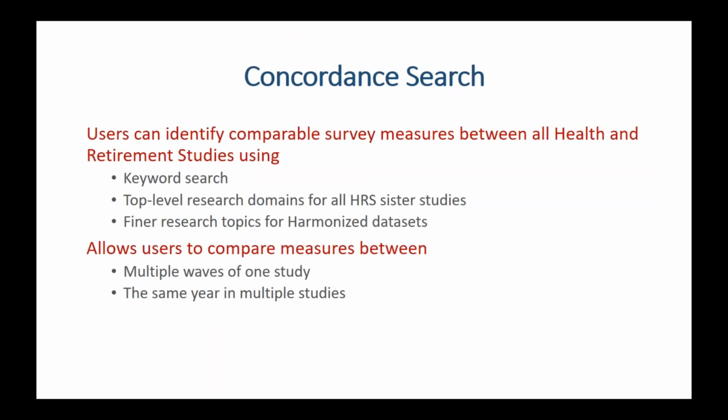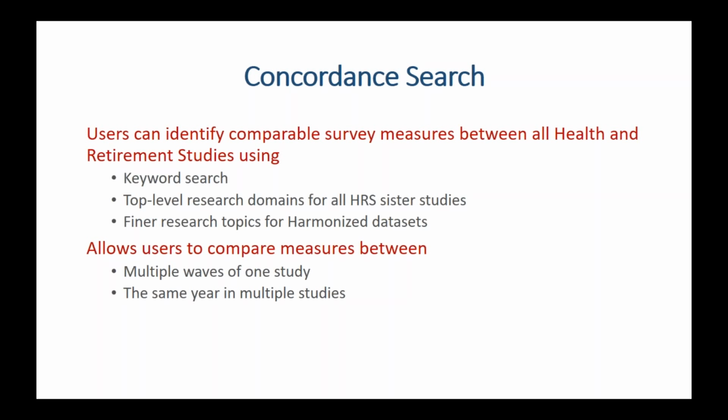We build a concordance search, and that's just our search function. And we do this because this is generally how people use the internet, right? They just search through the internet. So users can identify comparable survey measures between all health and retirement studies using keyword search, top-level research domains, and finer research topics for harmonized data sets.